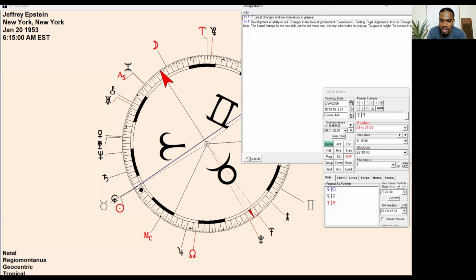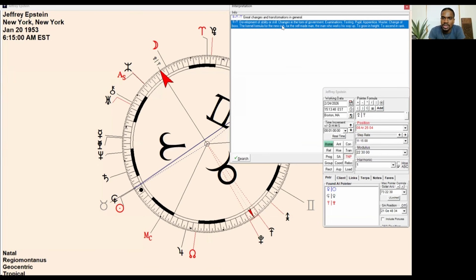So in putting the pointer on the Pluto-Kronos midpoint, we see that the midheaven is exactly landing on that small dot in relation to those planets. What that means is that this midheaven and his character is also going to be modulated based on Pluto-Kronos. The rules for planetary pictures says to us that Pluto-Kronos has to do with the development of ability or skill, changes in the form of government, examinations, testing, change of boss. It is the kernel formula for the new rich, the self-made man, and the man who works his way up to ascend in rank.